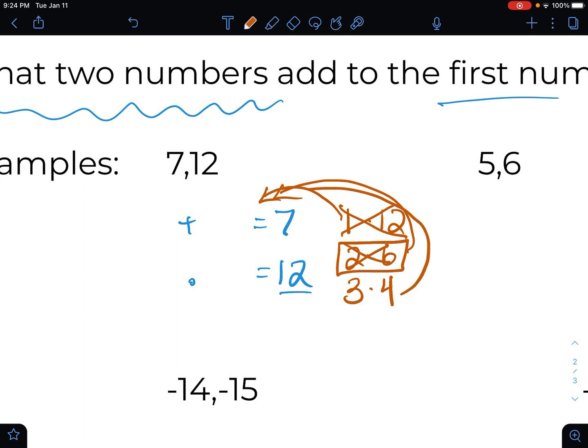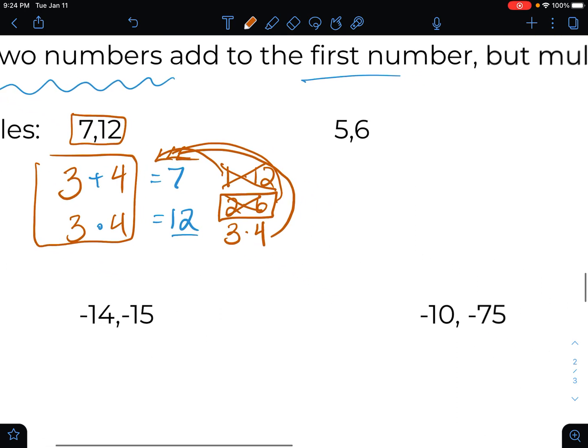And then I have 3 and 4. When I add them together, 3 and 4 give me 7, and when I multiply them, they still give me 12. So those are, in fact, my magic numbers. My magic numbers for this scenario are 3 and 4. So let's move on to the next set.